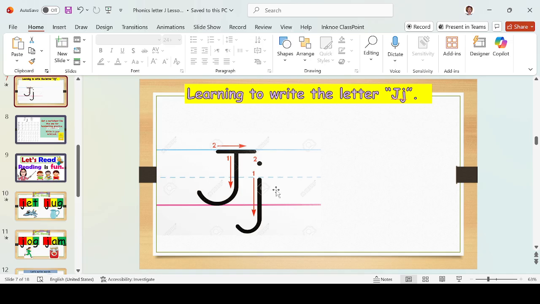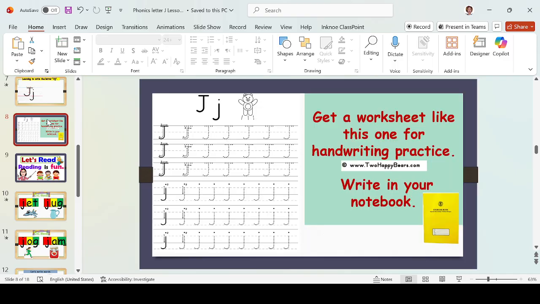Okay, so the lowercase, you're just going to do only step one. You go down and then you make a U-turn like this one, okay, and then you put a dot. All right, just a small dot, not a big one. So this is how we write the uppercase and the lowercase J. Now I want you to take your worksheet. You are going to practice to trace and write the uppercase and lowercase J.